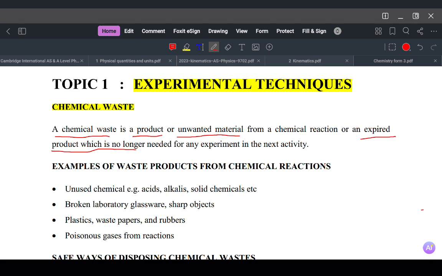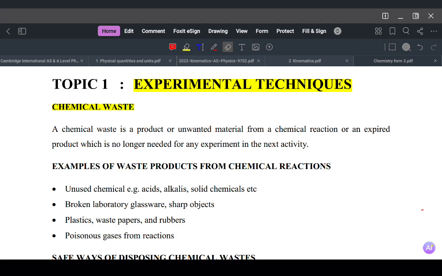So they may ask you a question like: state the criteria for identifying a substance as a chemical waste. We are saying, one, such a substance is unwanted. It is a product from a chemical reaction. It is also expired. So these are the features of a substance which qualify it as a chemical waste. That's very, very important.